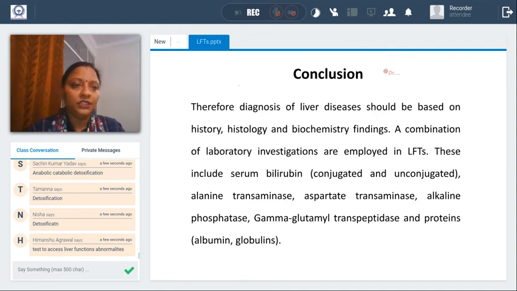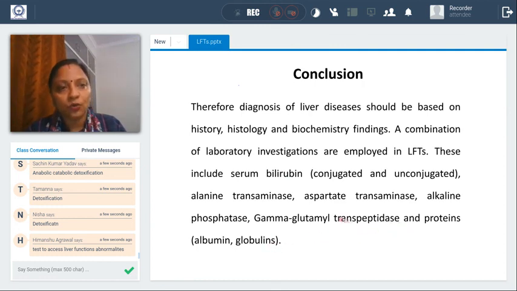And this is the conclusion or suggestion that a combination of laboratory investigations are employed in LFTs like serum bilirubin, both conjugated and unconjugated, ALT, AST, alkaline phosphatase, GGT, and various plasma proteins like albumin and globulins.